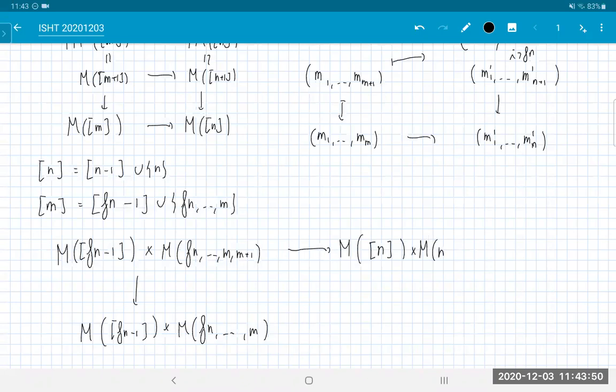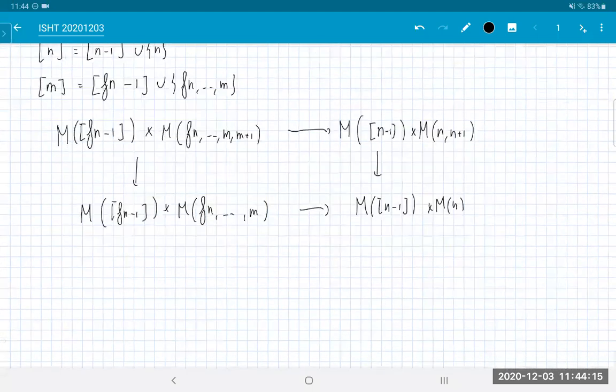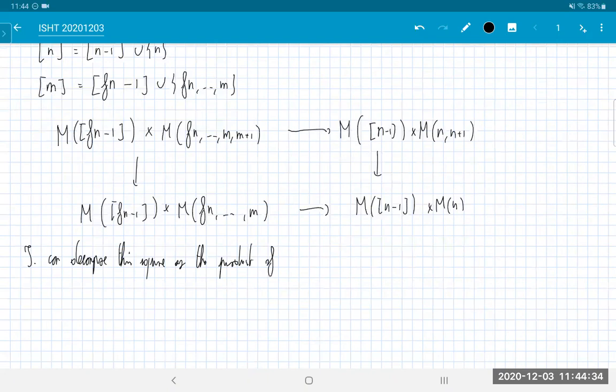N times m n plus one. N minus one, plus one, n minus one times f m of n. So I can see these as the product of two squares, one corresponding to n minus one and one corresponding to just n. And so by induction, I can decompose this square as the product of two squares.